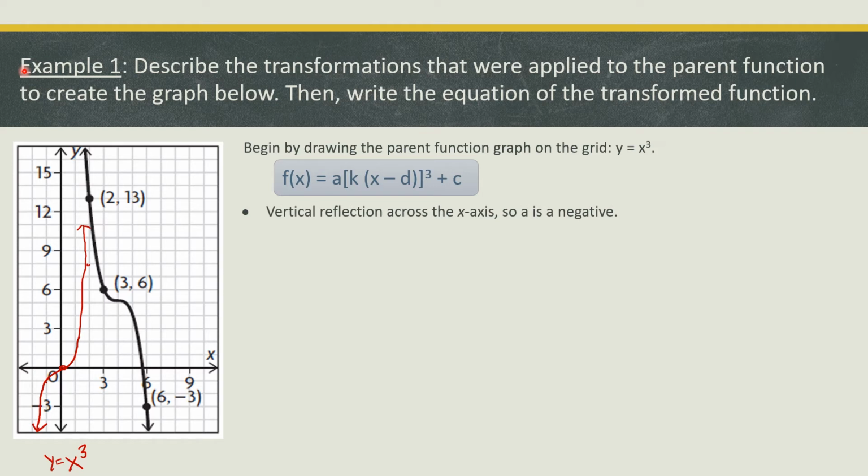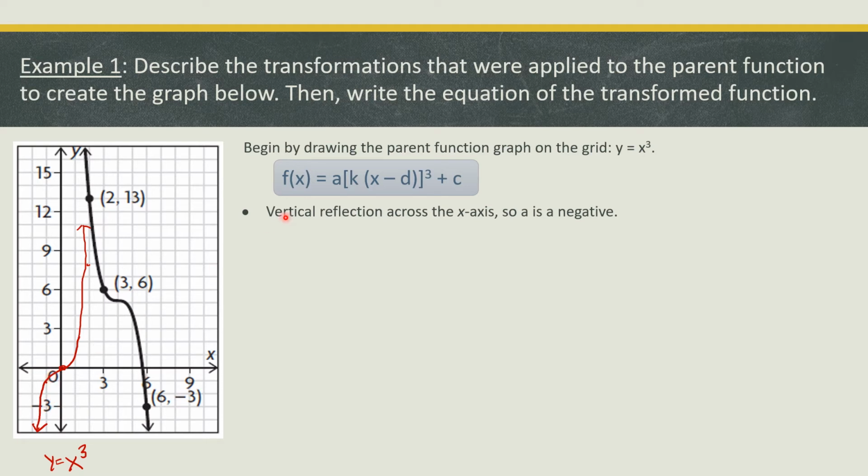So first of all, it says describe the transformations. We've got a vertical reflection across the x-axis, so A is going to be negative. Look at my red graph here. It's flipped down now, so a vertical reflection would be kind of where I'm highlighting here. Well, how do you know it's not a horizontal reflection? Because this function has odd symmetry, meaning the vertical reflection and the horizontal reflection are the same.